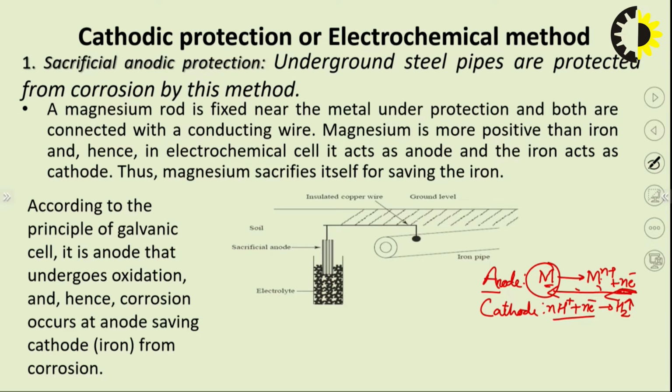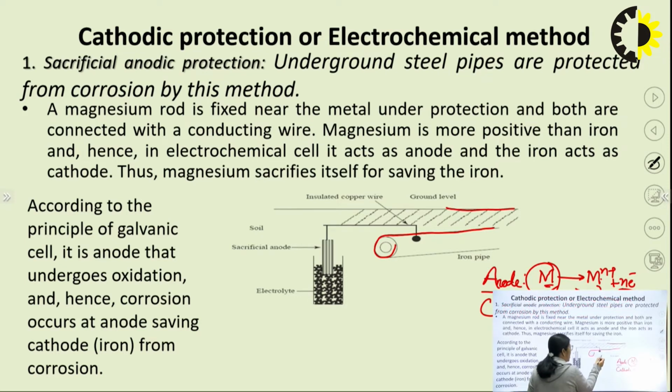And the first method we use for the cathodic protection is the sacrificial anodic protection. This method is used for the underground steel pipes protection. So the buried pipelines are protected by this method. What we do in this diagram, this is the ground level that I am showing here, and this is the buried metallic pipeline.